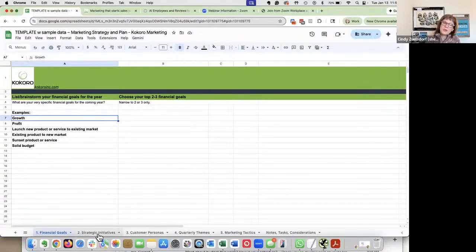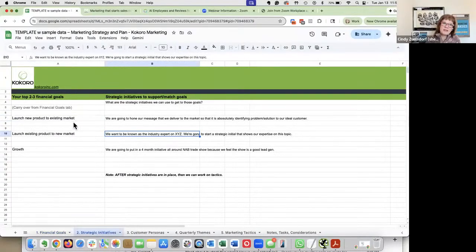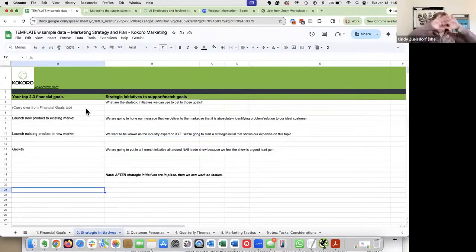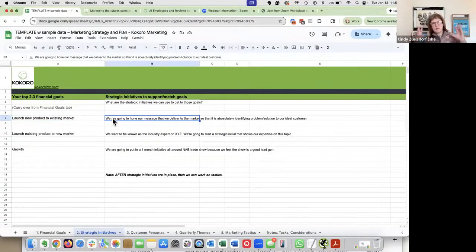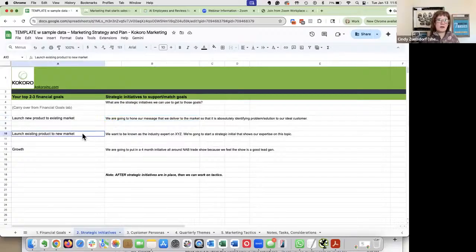Once you know what those goals are, you can move them over to this tab and think about what strategic initiatives you might put in place, what goals you might put in place to go along with these overarching goals for your business. For example, on launching a new product to an existing market, you might say, we're going to work on our message, identifying that problem and solution for our ideal customer. And around launching an existing product to a new market, we want to be known in that industry as the expert on this particular thing, so we're going to start the strategic initiative that shows our expertise on this topic.